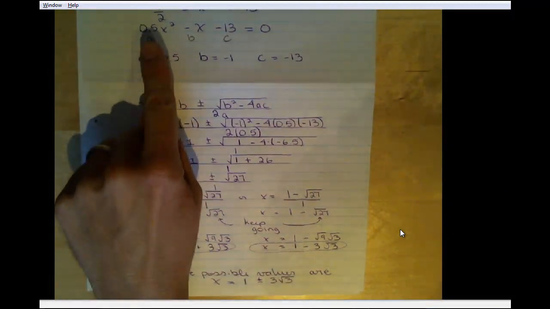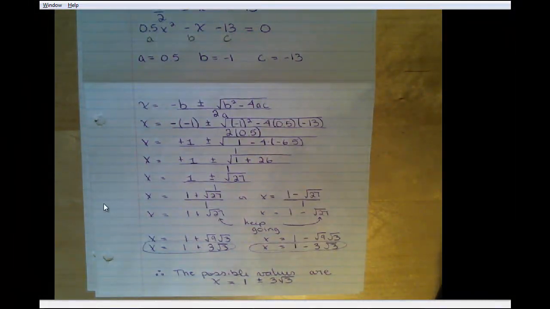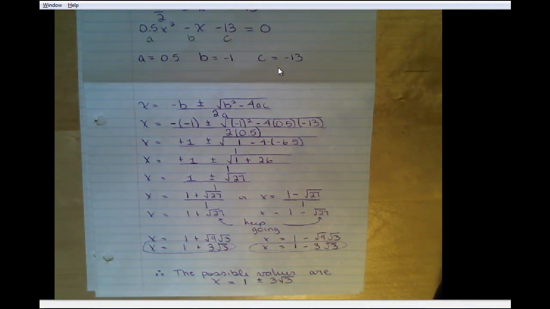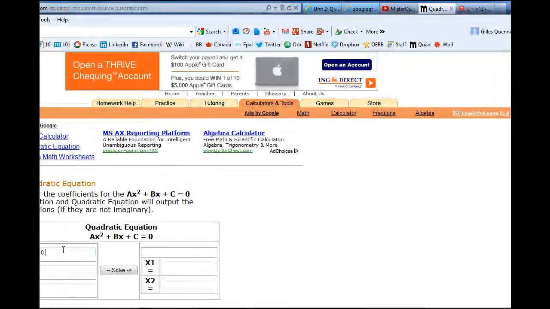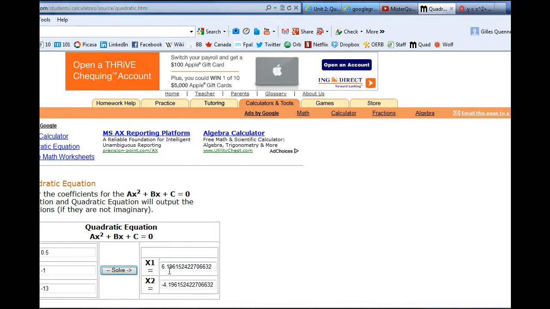Okay, so we started with this quadratic. And we have a, b, and c. I've told you before, you can Google a quadratic equation solver. We're going to carry over the values of 0.5, minus 1, and minus 13. So here's one, and you carry over 0.5 for a. You carry over minus 1, minus 13, and you hit solve. Okay, this output is the two solutions. Obviously not in exact form, but that's okay. Just remember these numbers, 6.196 and minus 4.196.